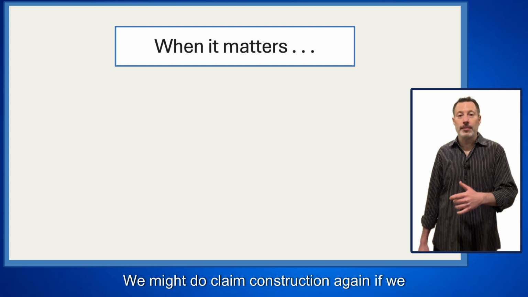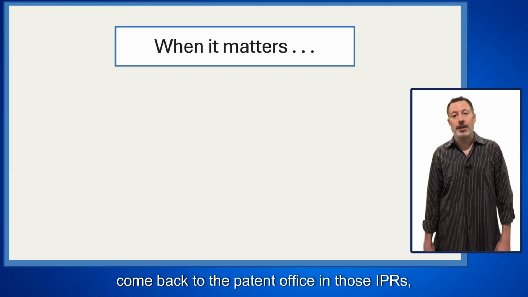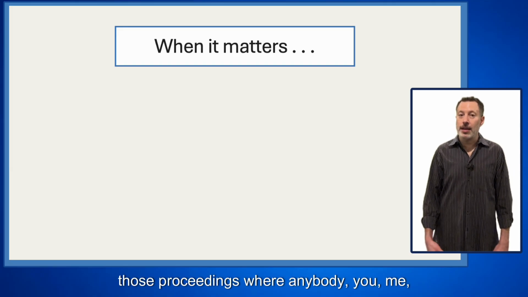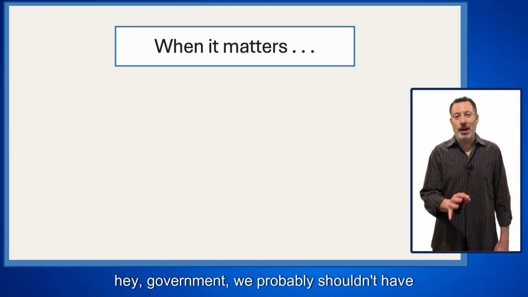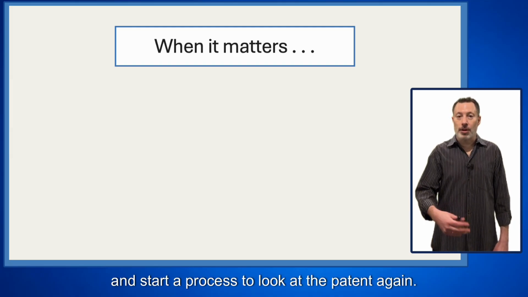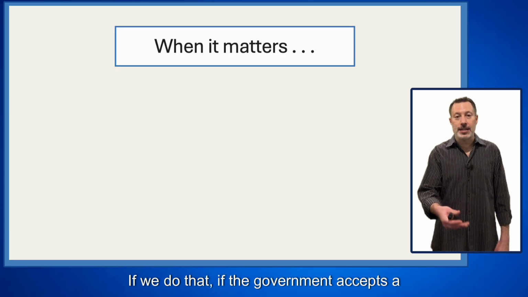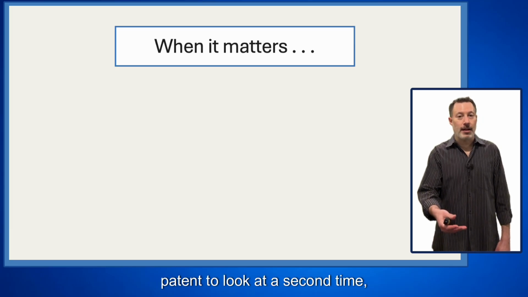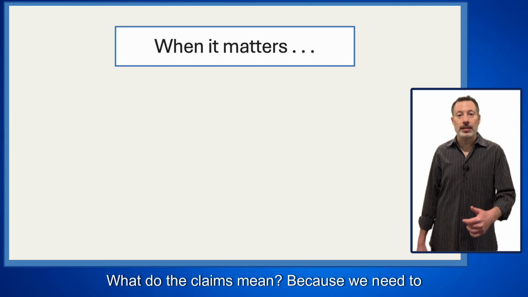We might do claim construction again if we come back to the patent office in those IPRs, those proceedings where anybody, you, me, anybody, can bring a patent back and say, hey, government, we probably shouldn't have issued this one, and start a process to look at the patent again. If the government accepts a patent to look at a second time, we might once again do claim construction. What do the claims mean?